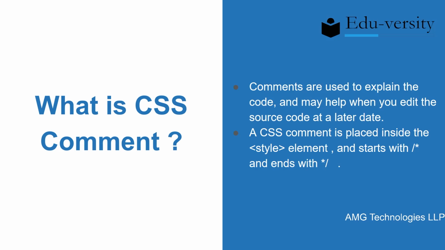In almost every language like Python, Java, JavaScript, CSS, HTML, we have a concept of comments. So what is a comment? Comments are used to explain the code and may help when you edit the source code at a later date. Basically, a comment is a simple line that a browser cannot understand. Comments are literally ignored by the browser. If you write a comment, it is purely for the developer, so he can get an idea or some help when he updates the code at later stages.